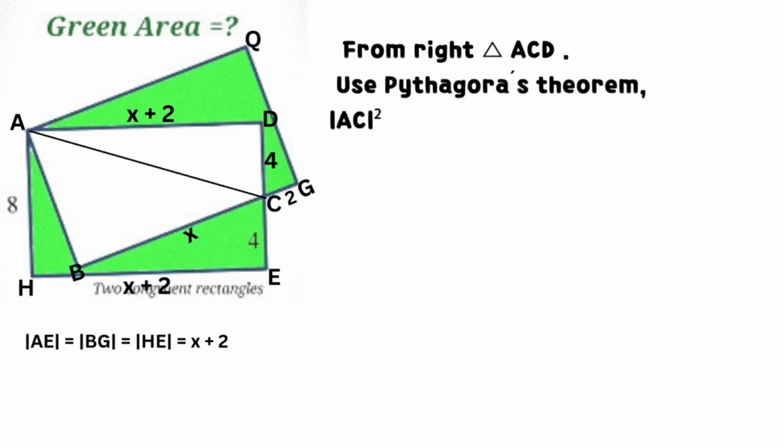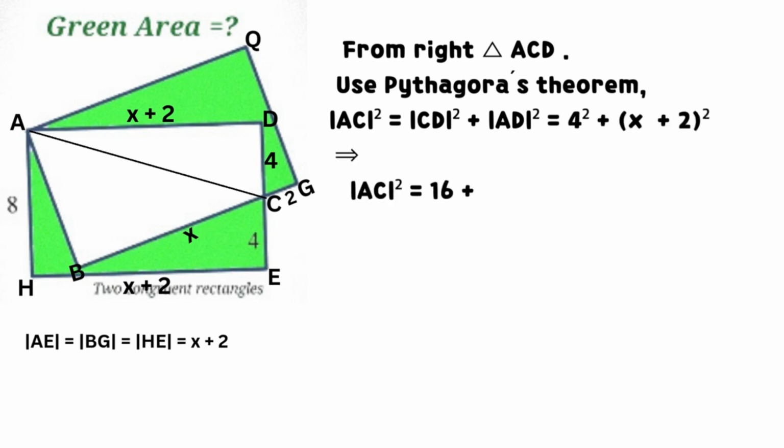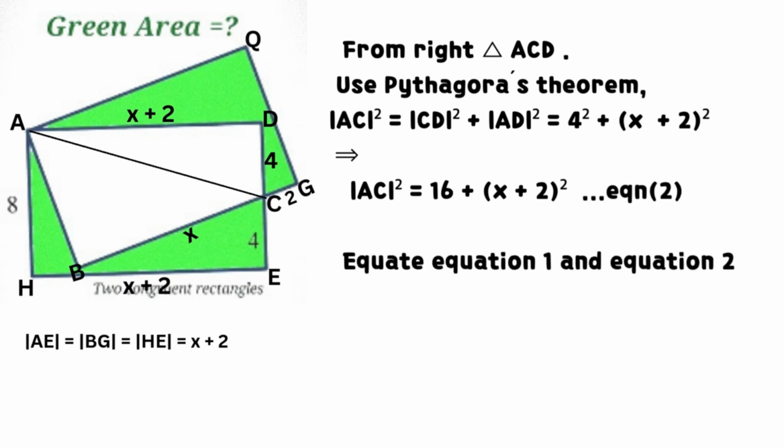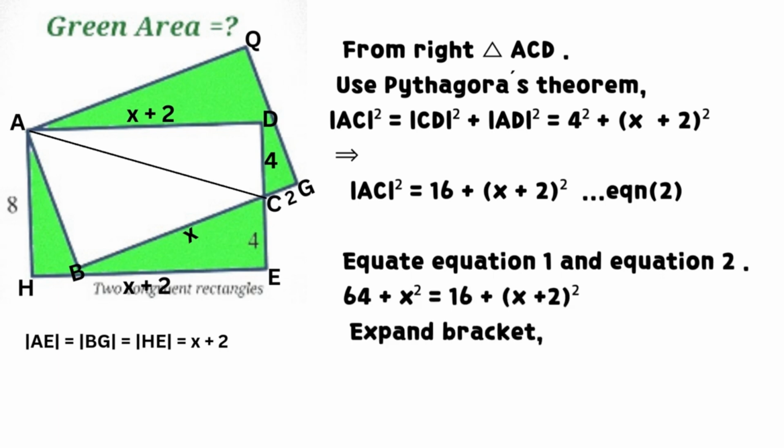From right triangle ACD, use Pythagoras theorem. The square of line AC equals the square of line CD plus the square of line AD, which equals the sum of the square of 4 and the square of the sum of x and 2. We obtained equation 2 for the square of line AC. Equate equation 1 and equation 2. The sum of 64 and the square of x equals the sum of 16 and the square of the sum of x and 2. Expand bracket.